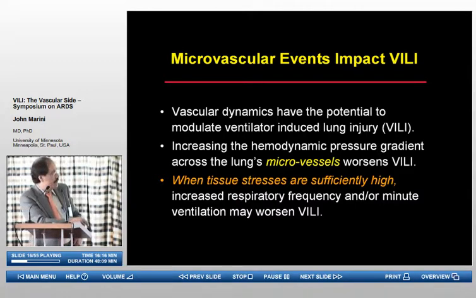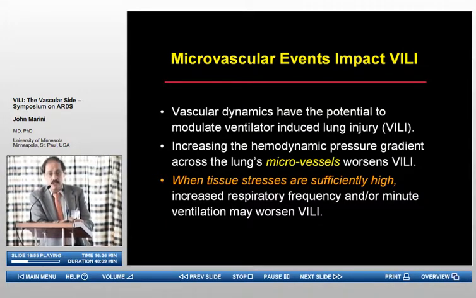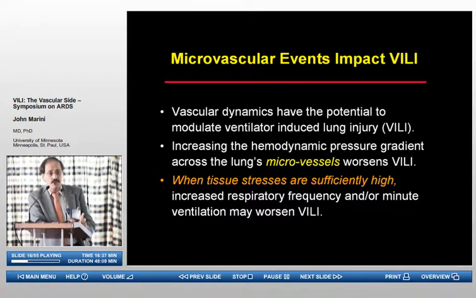Microvascular events do impact ventilator-induced lung injury. Vascular dynamics have the potential to modulate ventilator-induced lung injury. Increasing the hemodynamic pressure gradient across the lung's microvessels worsens ventilator-induced lung injury, and I emphasize gradient for reasons I'll show you in a moment. And when tissue stresses are sufficiently high, this is not in all cases, but when the stresses are high, increasing the respiratory frequency or the minute ventilation may worsen ventilator-induced lung injury.